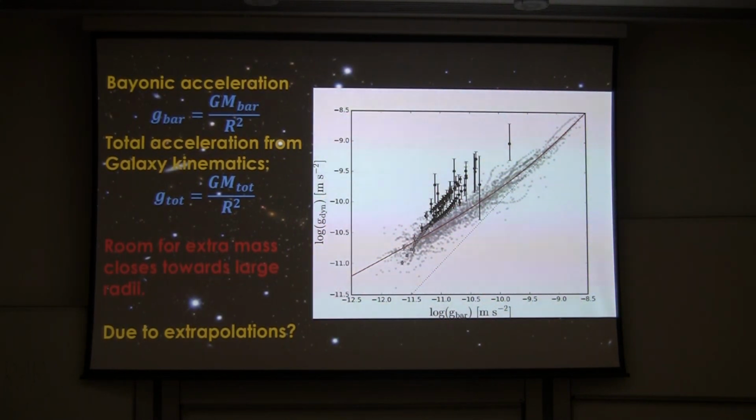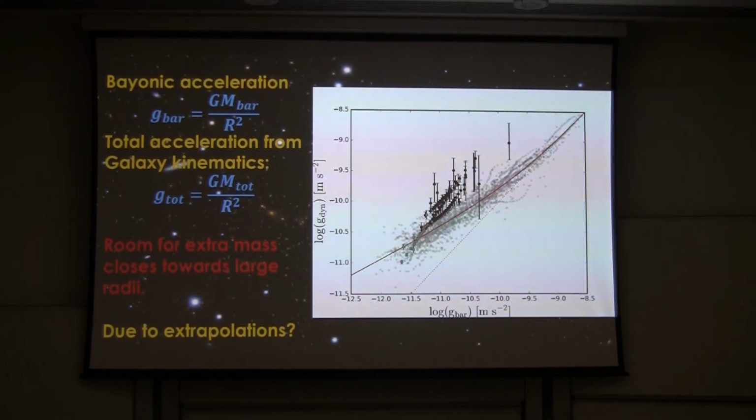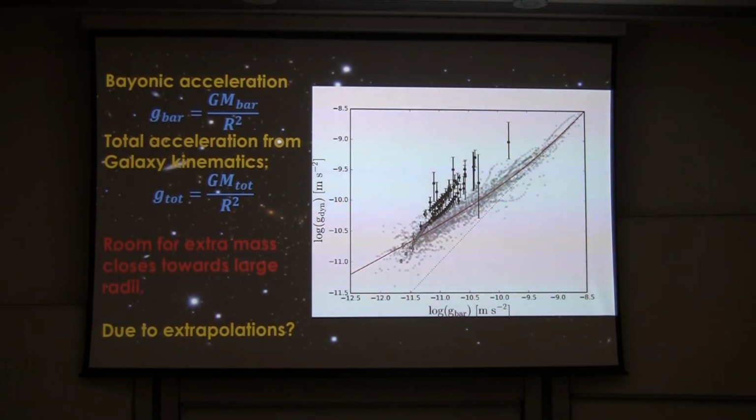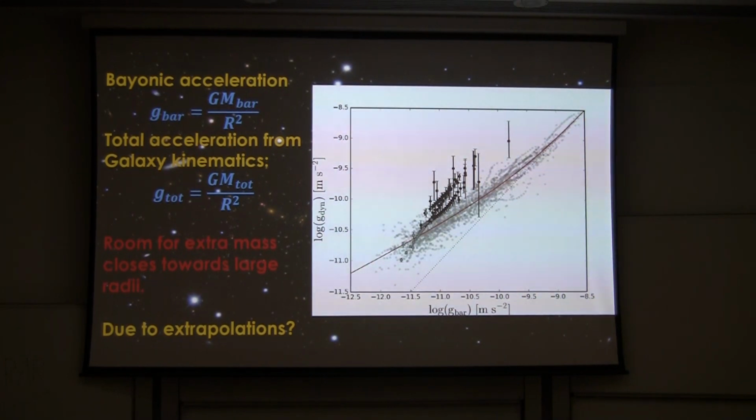Well, this is the problem because we want to add more mass here in a small radii to compensate the discrepancy. But if we move these points here to solve this problem, this point would also move here. That means that you can solve this problem, but you would not be able to solve this problem at the same time. As I mentioned, we use extrapolations, which could overestimate the total baryonic mass, that's a possibility.